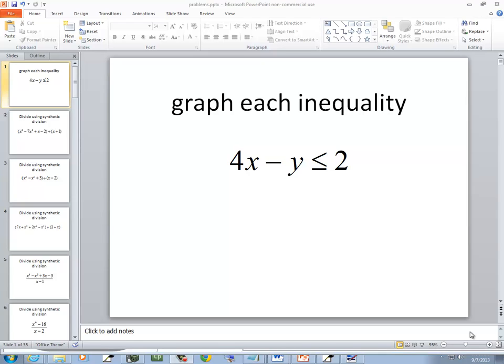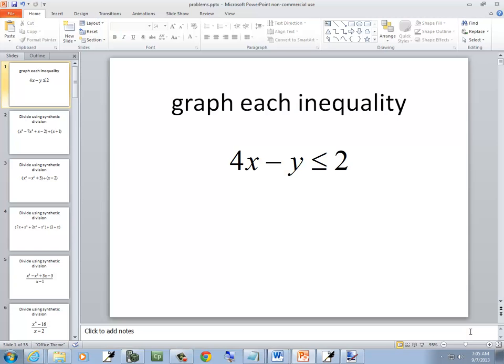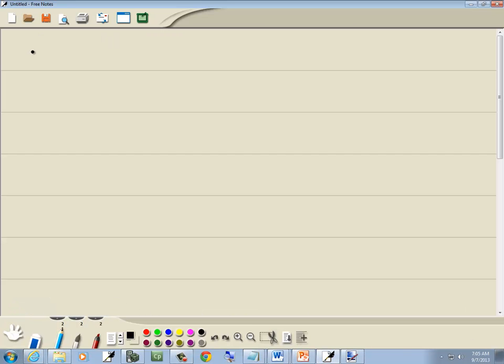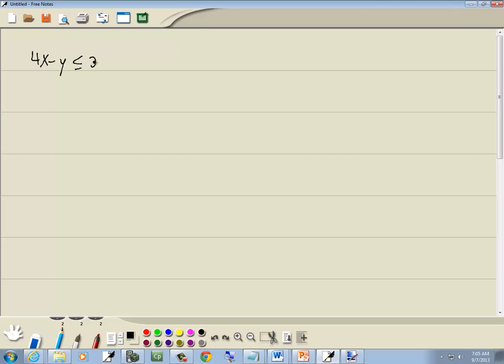Let's take a look at this problem. I want to graph this inequality in two variables: 4x minus y is less than or equal to 2. Now, in order to graph a linear inequality in two variables in your calculator, you have to have y by itself. So we're going to work at getting it by itself.